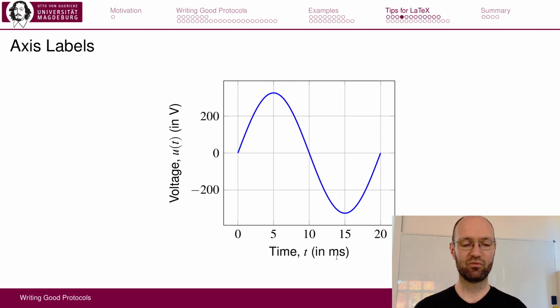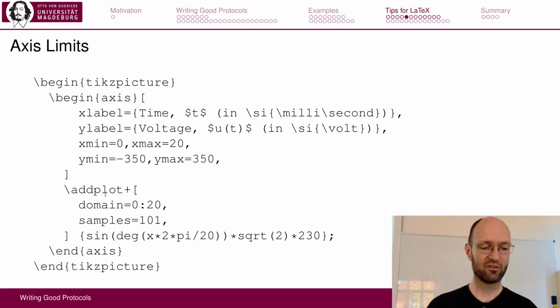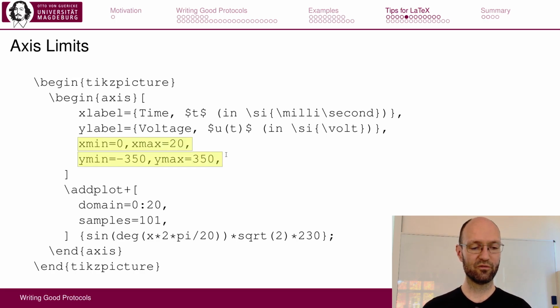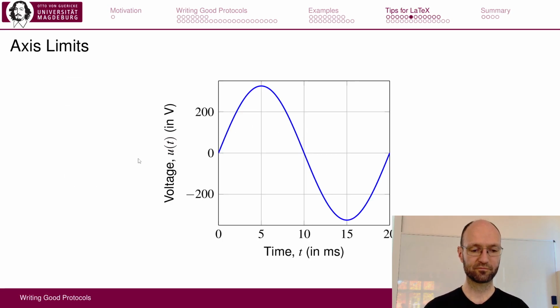Okay, next step, maybe we want the curve to really start at 0, so that we don't have this white space here and there, so we limit the axis a little bit. And maybe we want to make this figure a bit larger, so that it better fits the screen or my slides. At first, I'm limiting the axis a little bit. I say the x-axis should start at 0 and end at 20, and the y-axis should go from minus 350 to plus 350. And then it looks like this, right? Now the white space here and there is gone.